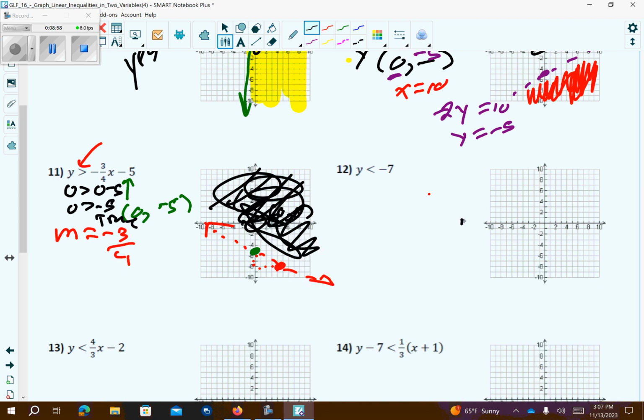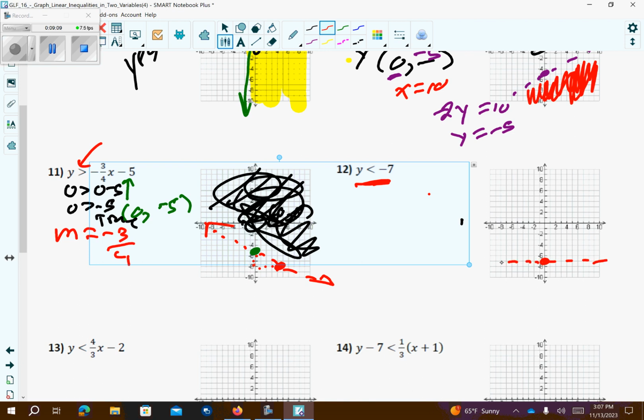Sorry about that. Number 12, this is one of our special cases. So we're going to go down to negative 7. This is a horizontal line. Oh, and it's dotted. We're going to go ahead and pick 0, 0, which kind of seems weird because we only use the y value. Is 0 less than negative 7? And that's false. So I'm going to shade the underside of the line down here.